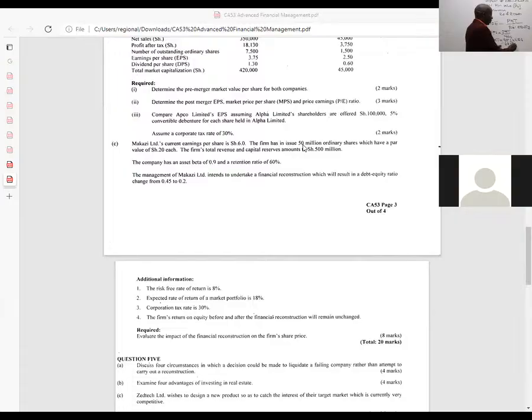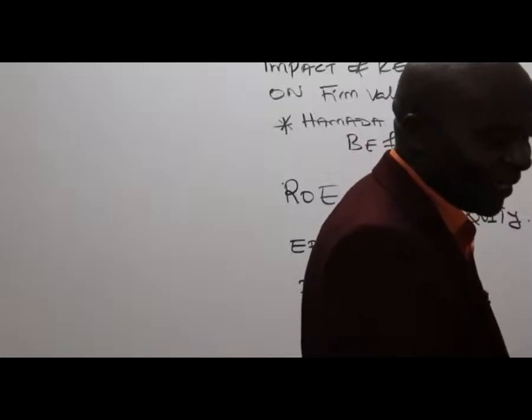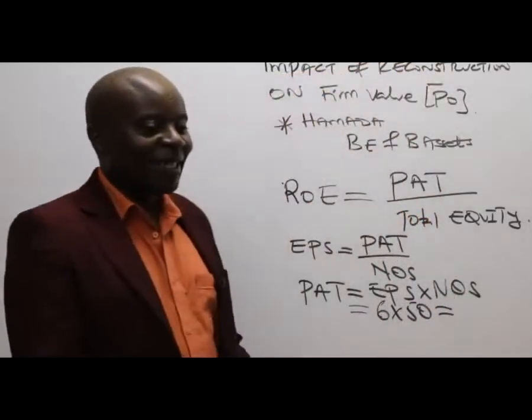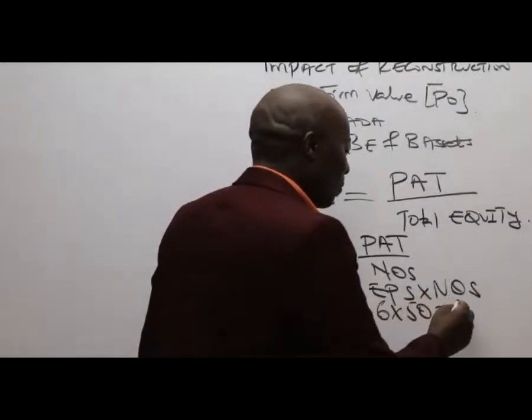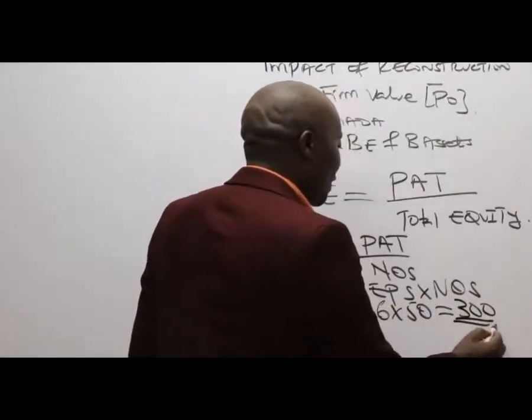So then to get the profit after tax, this one here straight away will be 6 times 50, which will end up giving me how much? My figures are in terms of millions. 6 times 50 gives me 300 alone. I don't want to put those millions there. So 300 like that.